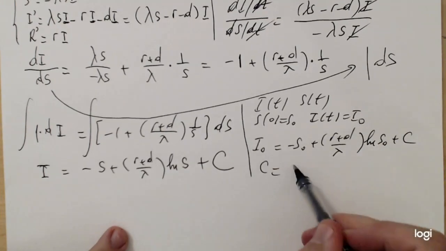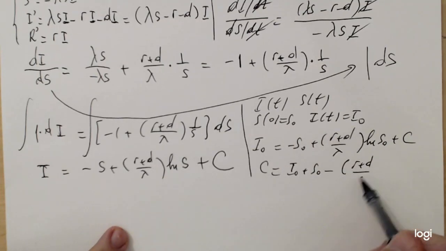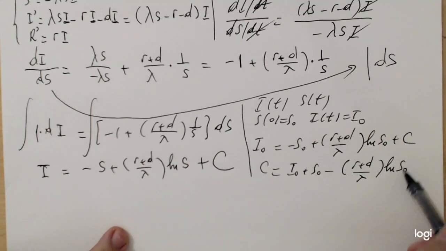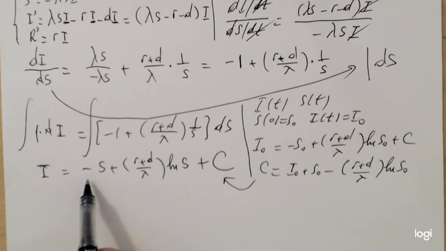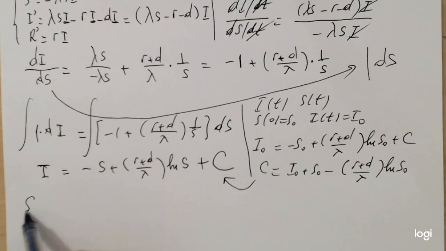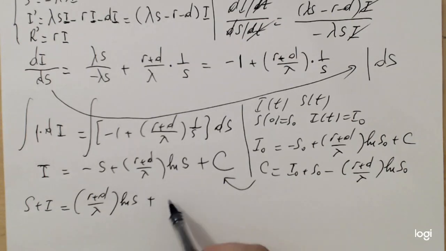And so the integration constant is I naught plus S naught minus (r plus d) over lambda, natural log of S naught. Put it back in the equation between S and I, and let me move minus S to the left. So we have (r plus d) over lambda, natural log of S, plus the constant of integration that we just found.